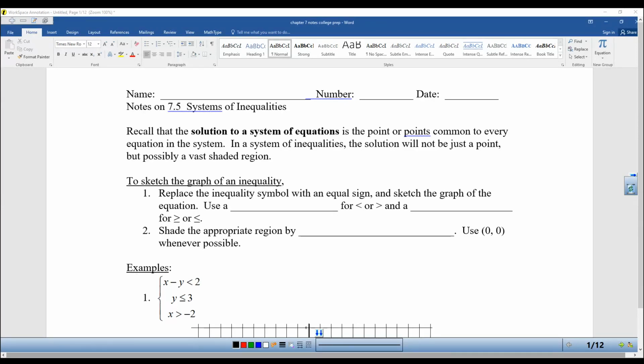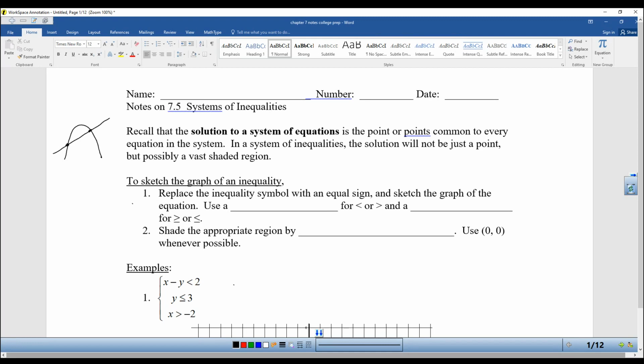You may recall that a solution to a system of equations is the point or points common to every equation in the system. So if your system included a parabola and a line, the solution to that system would be those 2 points. But in a system of inequalities, the solution will not just be a point, but a vast shaded region.